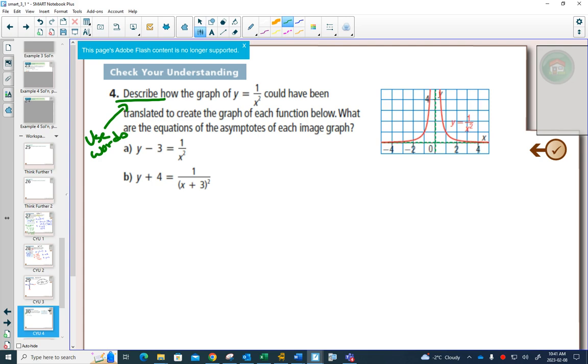So in A, how could this graph be translated to get these graphs? And where would the new equations be? So I'm going to do A in blue.